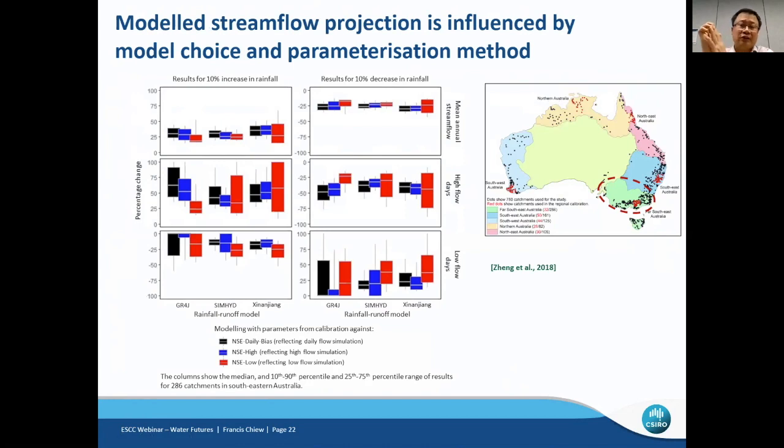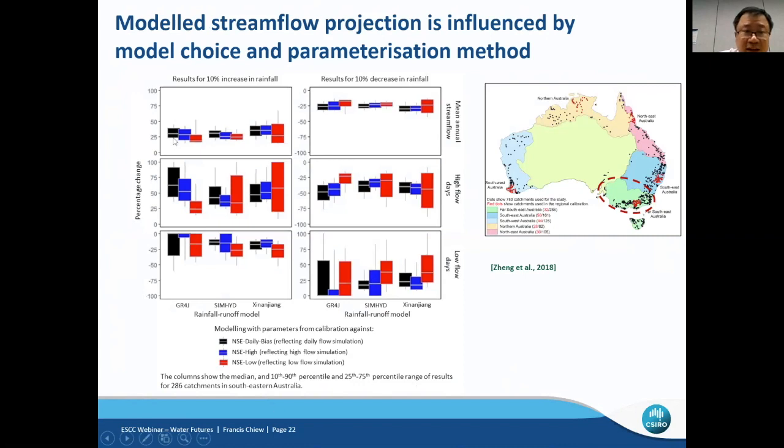Okay, I'll focus on the other dot point now, which relates to what we need to do with hydrological models to be able to predict future water futures. So this is just a plot trying to depict that the modeled streamflow projection can be influenced by the choice of hydrological models and the parameterization used. So I'll try to go through these.